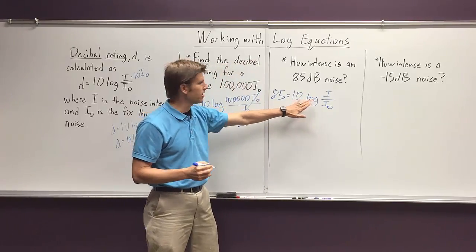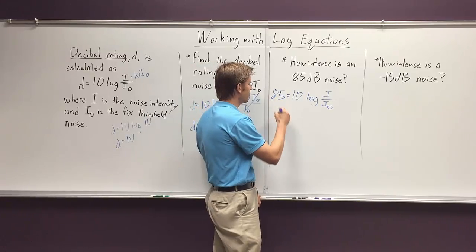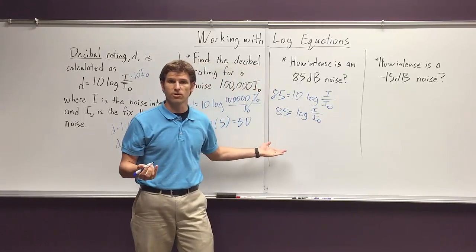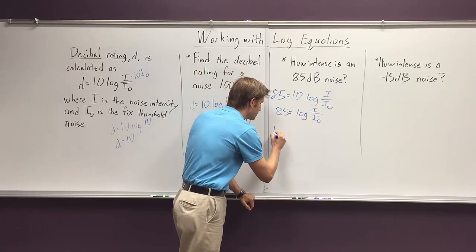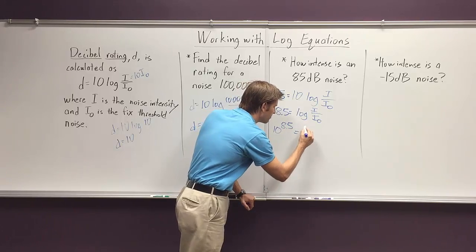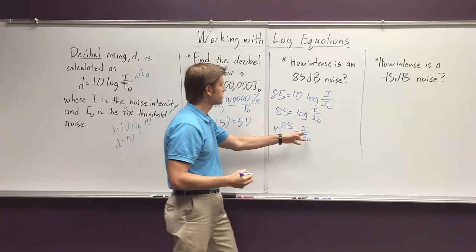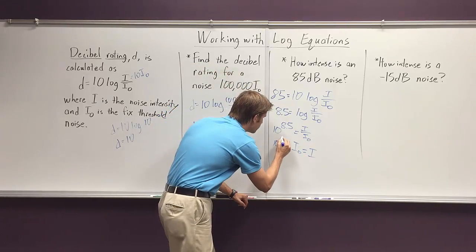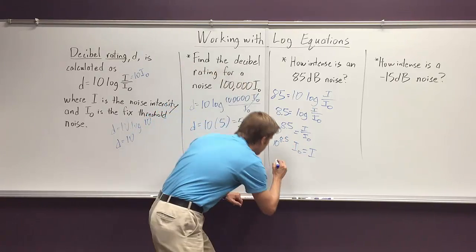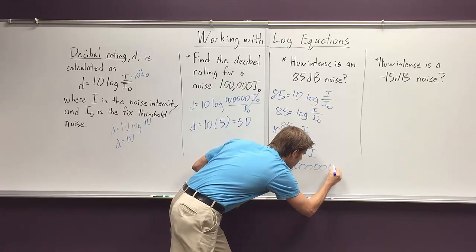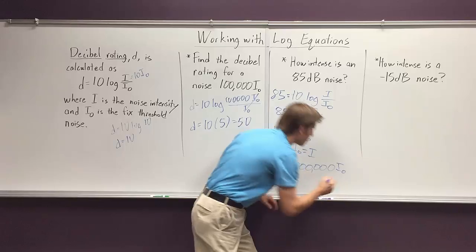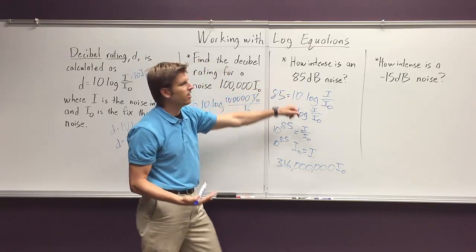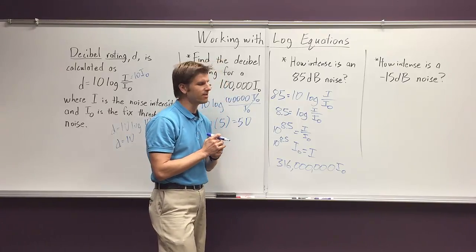Okay, this is not quite a basic log equation. I need to bring that 10 over to the other side. Dividing 85 by 10 makes it 8.5 equals log I over I naught. Now I'm going to convert it to an exponential equation. So this is base 10, right? So 10 to the 8.5 equals I over I naught. In other words, I equals 10 to the 8.5 I naught, or if you were going to think about what that looks like, about 316 million times that smallest noise. Here we're losing track of zeros, so we describe this dangerous level as 85 decibels.